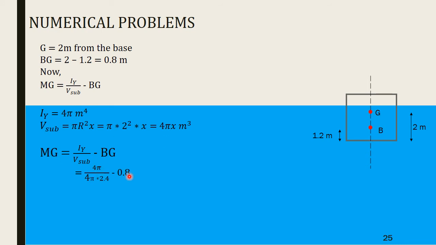So 4π divided by 4π into 2.4 minus 0.8, which we will obtain as 0.4167 minus 0.8, which is negative 0.3833 meters. So the metacenter, when we used Iy by volume of submerged minus BG, has been obtained as a negative answer, which shows that the body is in unstable equilibrium.